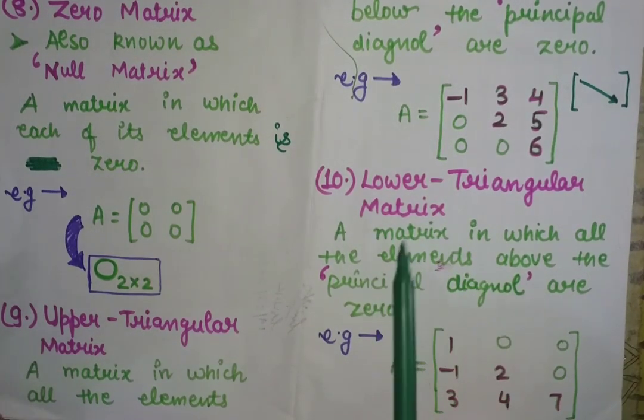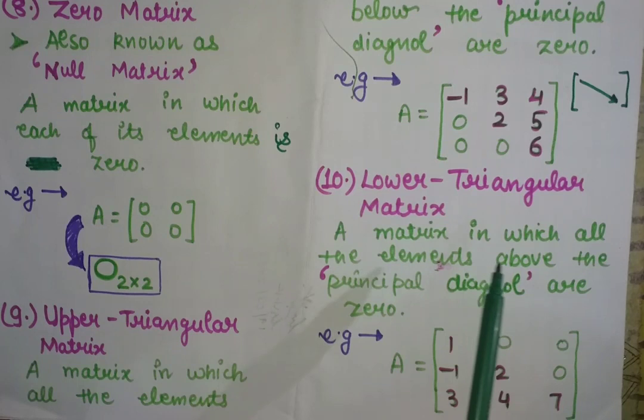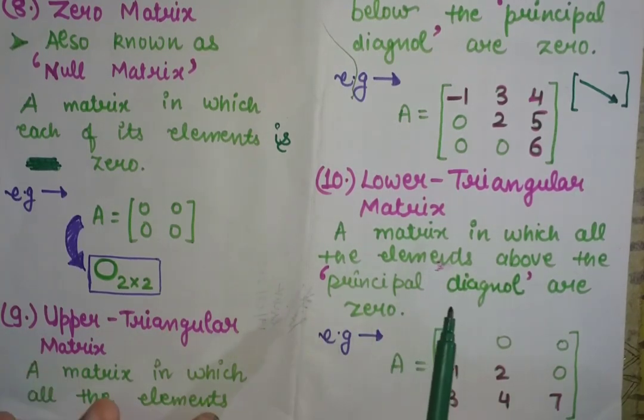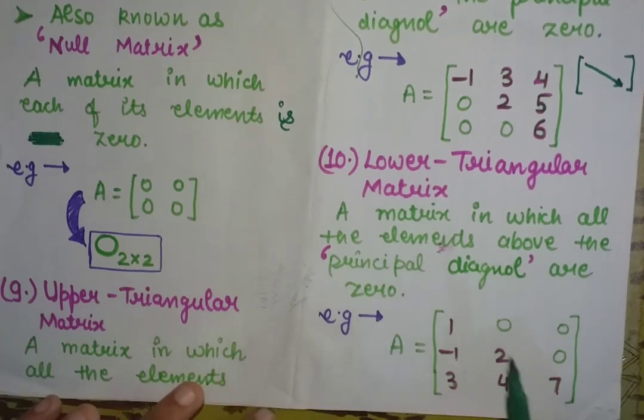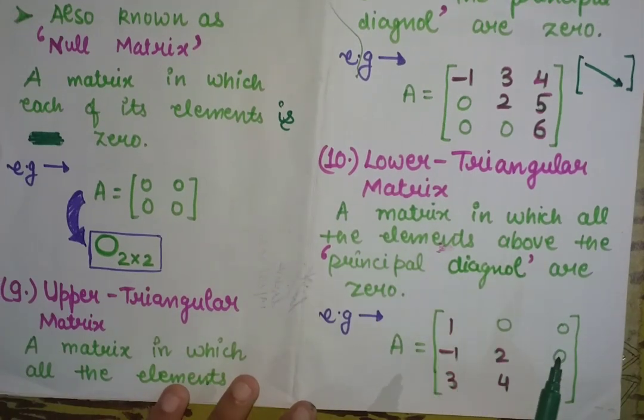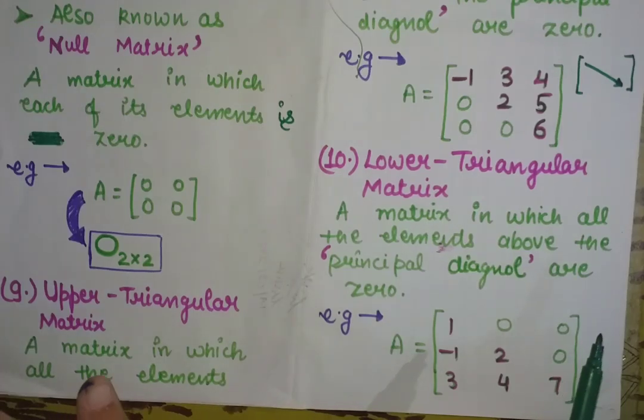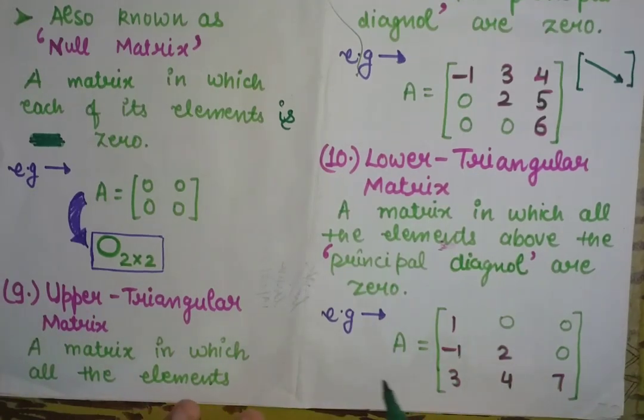Lower triangular matrix: a matrix in which all the elements above the principal diagonal are 0. So this is the opposite of upper triangular matrix. A matrix whose elements above the principal diagonal are 0 is known as lower triangular matrix. So for this you should remember a lower triangle full of elements.